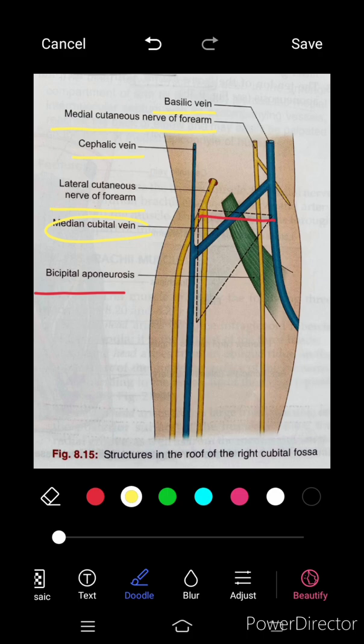along the basilic vein. The floor of the cubital fossa is formed by brachialis and supinator muscle. The supinator muscle surrounds the upper part of the radius.